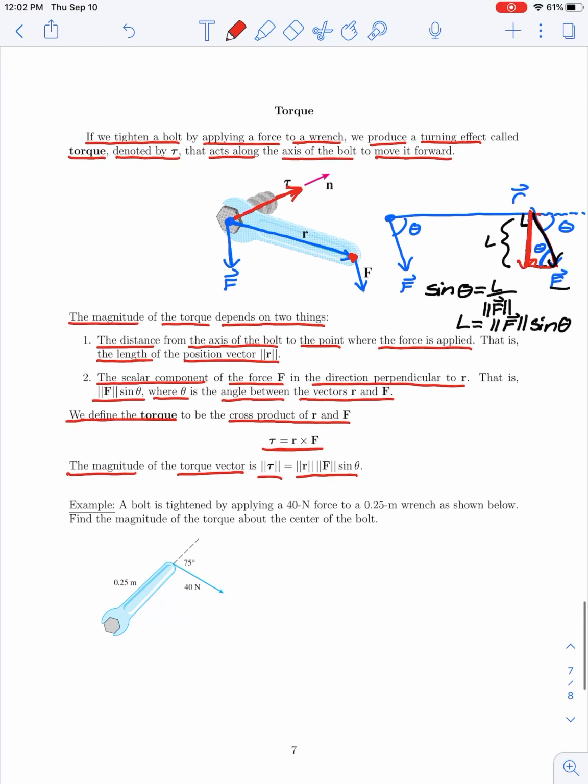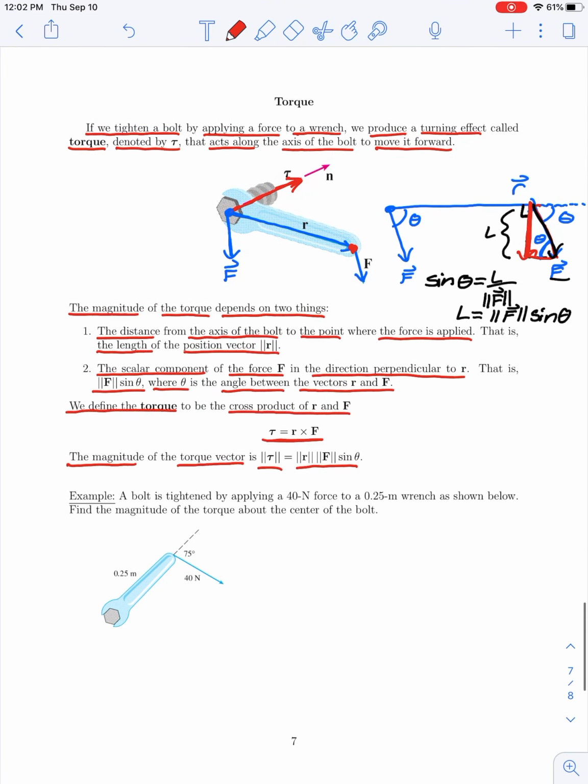So let's look at some problems involving torque now that we've defined it as the cross product of a position vector and this force vector. So here we're told that a bolt is tightened by applying a 40 Newton force to a 0.25, or 1/4 meter wrench, as shown below. We're asked to find the magnitude of the torque about the center of the bolt.